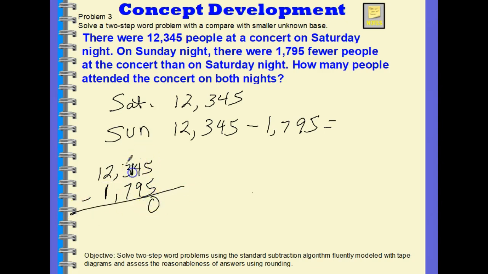We have to borrow here. Borrow here. 14 minus 9 is 5. 12 minus 7 is 5. 1 minus 1 is 0. 1 minus nothing is 1. Alright, so there was 10,550 on Sunday.